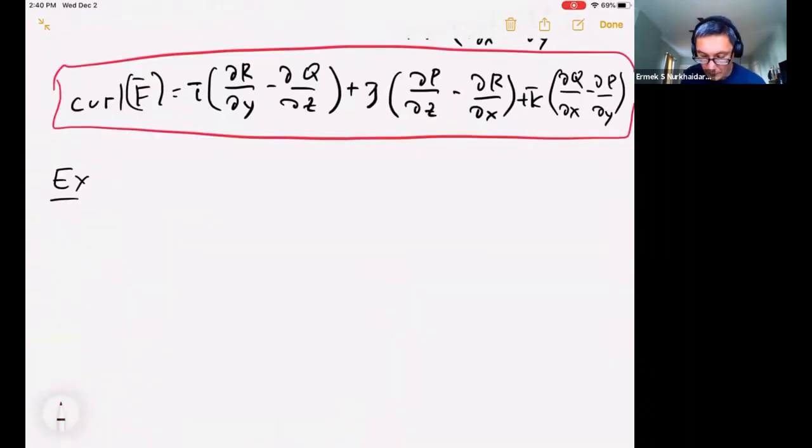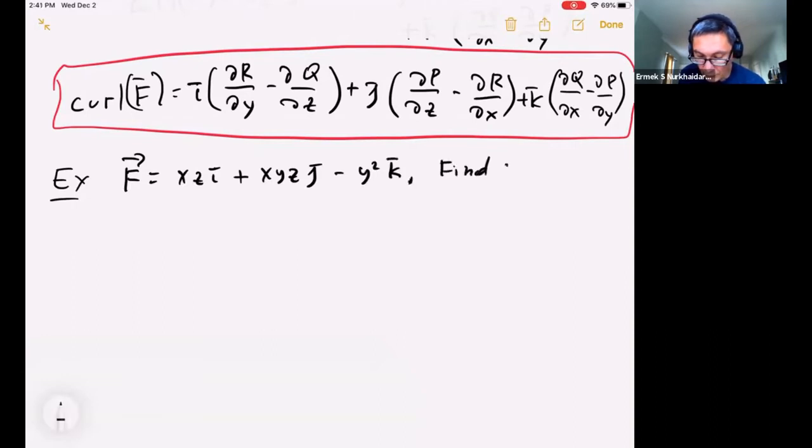So let's calculate. If we have the vector function f equals xz i plus xyz j minus y squared k, we want to find curl f and divergence f. The curl is harder to find. Divergence is straightforward. So let's do divergence first.